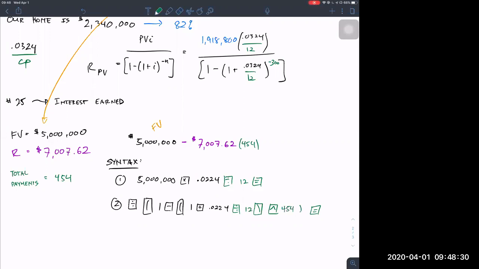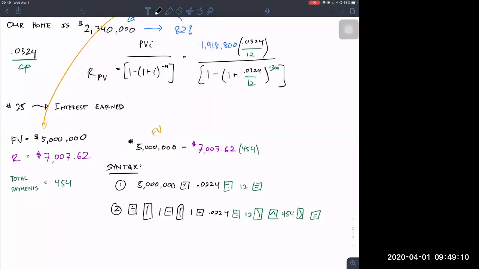Four, 5, 4, close parentheses. Yeah, that worked. Thank you. Awesome. Just with the 454, it's 37 and 10 over 12 times 12, right? Is what that is? It is, but let me make that super easy for you.